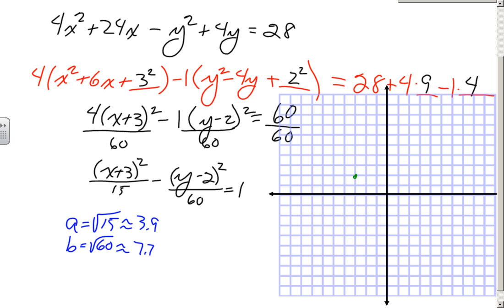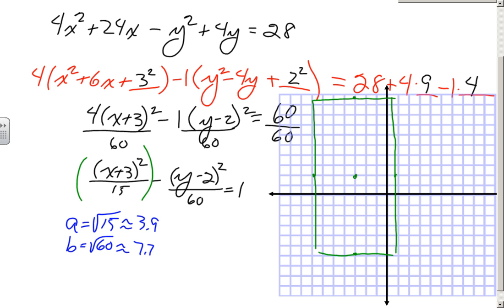The a value, we're going to move that far left and right because we see the x comes first here. And so we want to go that far left and right, 3.9, so approximately 4. And up and down, just a little less than 8. And that gives us the rectangle that we're going to work with there to get the asymptotes.